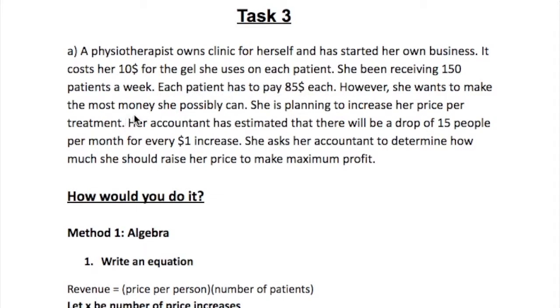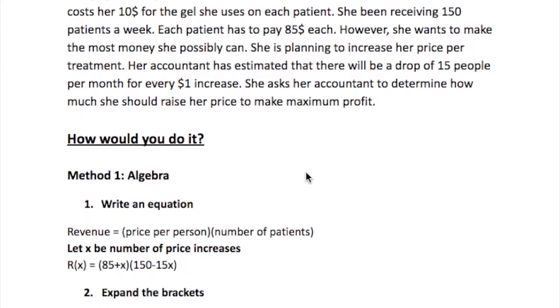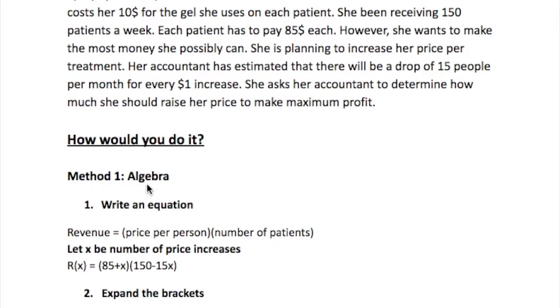However, she wants to make the most money she possibly can. She's planning to increase her price per treatment. Her accountant has estimated that there will be a drop of 15 people per month for every $1 increase. She asked her accountant to determine how much she should raise her price to make maximum profit. Let's move on to how we would do it.